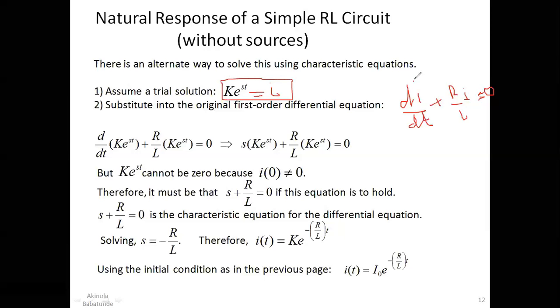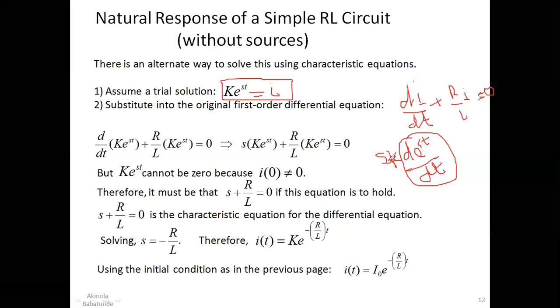If we do that, it simply means that instead of putting I here, you will put K exponential st there. So you have d/dt of K exponential st plus R over L K exponential st equal to 0. All right. So d/dt of K exponential st means that we're just trying to differentiate this. If you do that, what you're going to have left is sK exponential st. And this simply means that we are just differentiating exponential st.